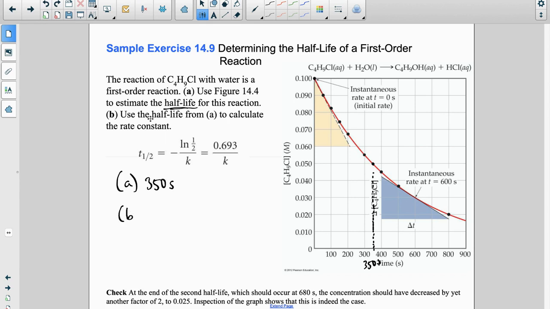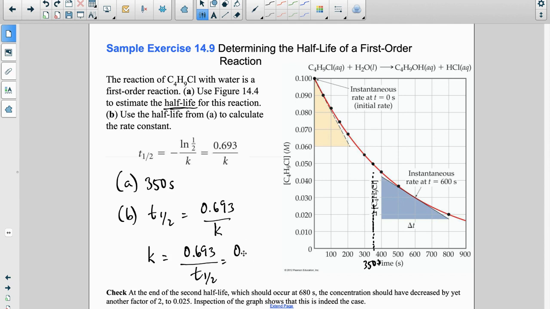Part B asks for the rate constant. It says use the half-life from A to calculate the rate constant. So for the first order half-life, we know that it's equal to 0.693 over the rate constant. Okay, so we can use this equation here. T half-life is equal to 0.693 over k. So if we solve for k, k is equal to 0.693 over t1/2.